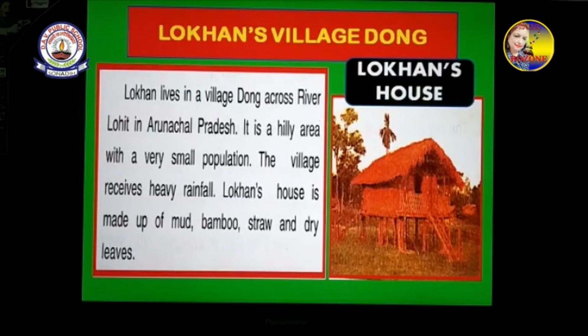Lokhan's house is made up of mud, bamboo, straw and dry leaves. You see, this is Lokhan's house, and you see it is on a stilt because it rains very heavily. So that's why, for the water to drain away between the stilts, it is made on the stilts. So this is Lokhan's house.